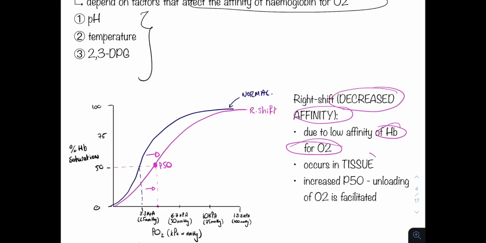Now, this occurs in the tissue, and what we see is an increased P50. If you look here, the P50 value has increased. P50 again is when two out of the four hemes are saturated with oxygen, so 50% saturation of oxygen has increased. This is normal, about 3.3 kPa, and this is increased to about 5 kPa. What this means is that unloading of oxygen is facilitated, so more oxygen is coming off the hemoglobin and given to the tissue.